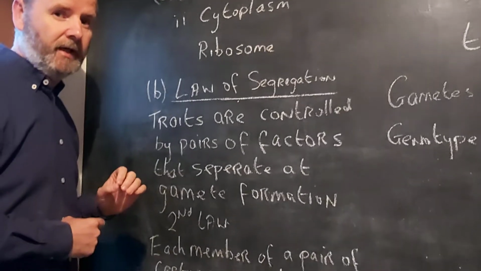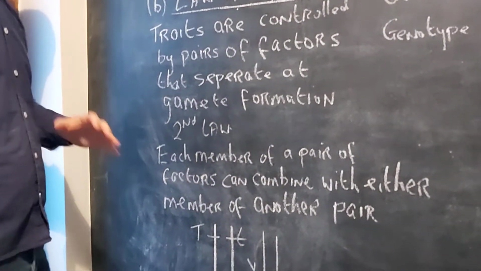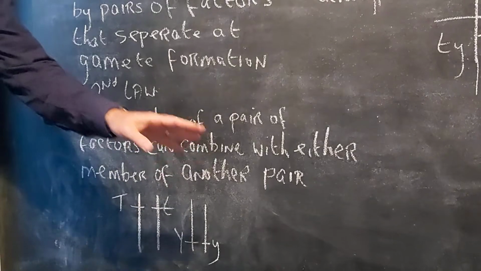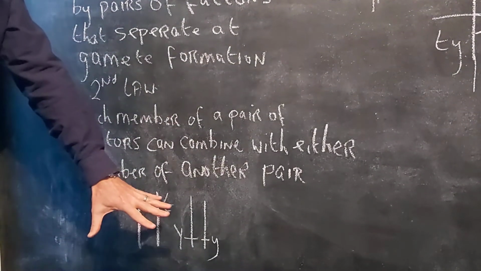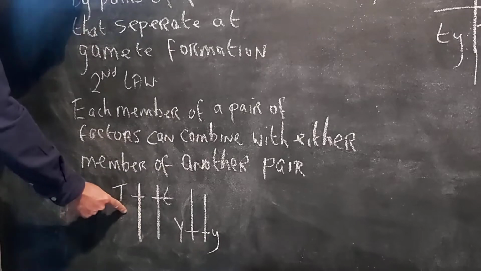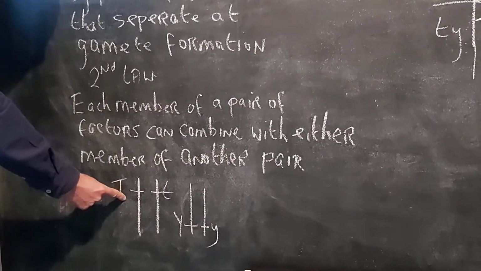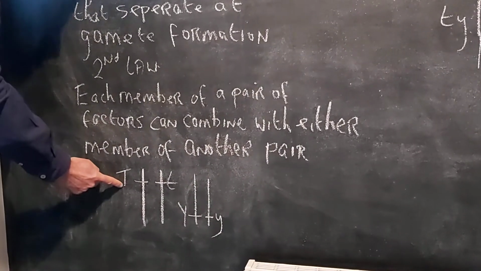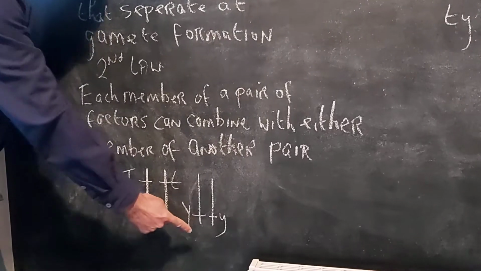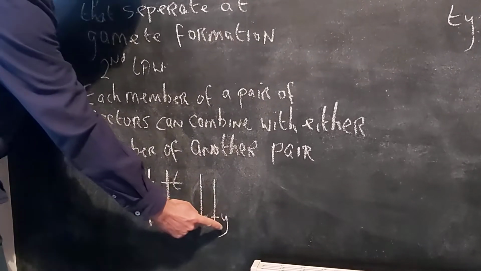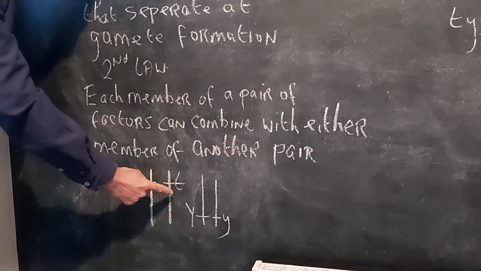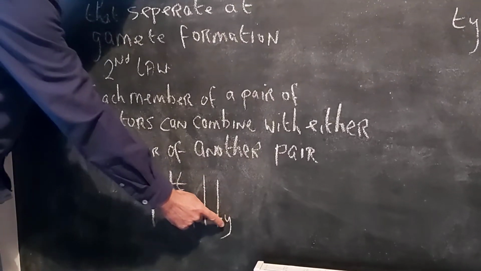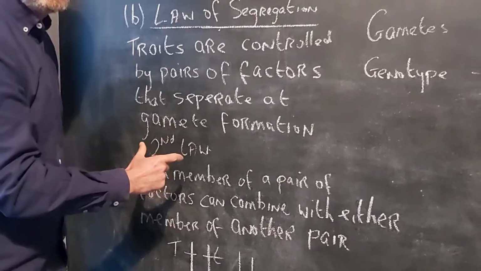His second law is the law of independent assortment, and that states that each member of a pair of factors can combine with either member of another pair. What I mean by that is if you take these 2 chromosomes, I've got big T and small t, I've got big Y and small y. Big T can go with big Y. Likewise, big T can go with small y. And small t can go with big Y and small t can go with small y. So that's Mendel's second law.